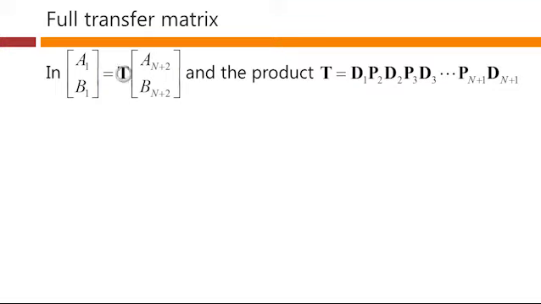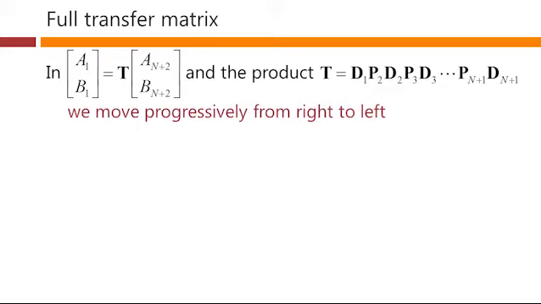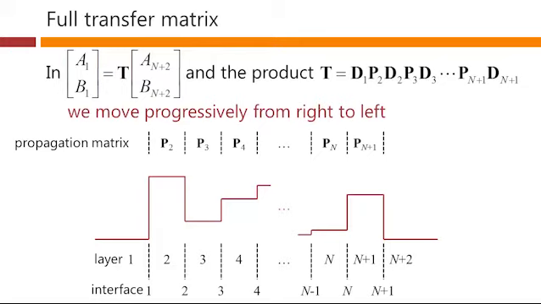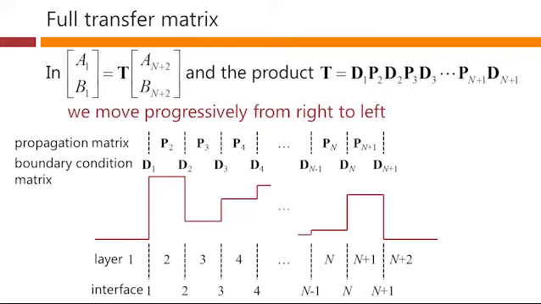So in this transfer matrix here, and in this product, we are moving progressively from right to left. We've got a propagation matrix here that would take us from just inside this layer here to just inside the layer on its left. We've got boundary condition matrices that take us just from the right-hand side of an interface to just the left-hand side of the interface. And what we're doing is we're working backwards through the whole structure.